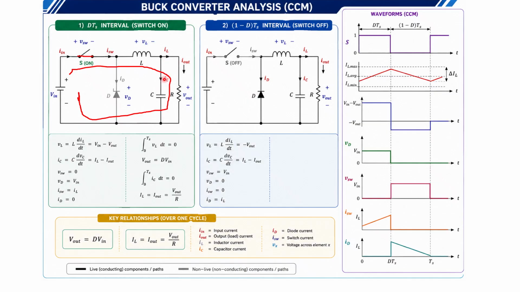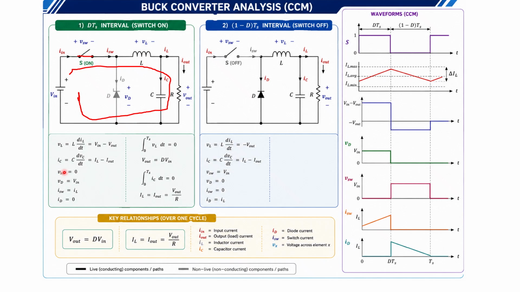IC is the current flowing through the capacitor. IC is equal to C dVc/dt, where Vc is the voltage across the capacitor. Here this is a junction. By Kirchhoff's current law, we can write IC is equal to IL, the inductor current, minus Io, the load or output current.